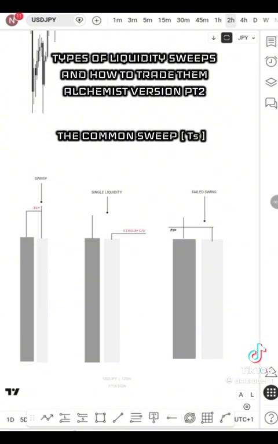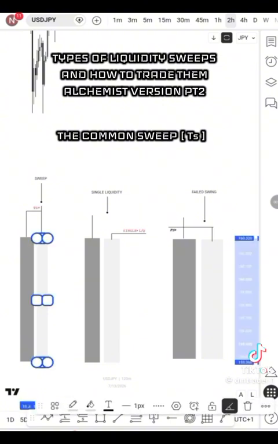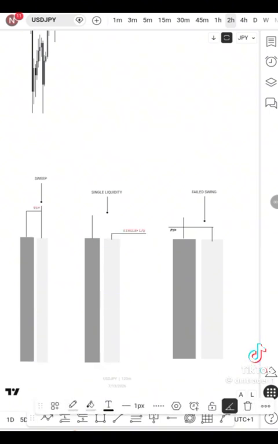So just like I usually do on my screen over here, we have the normal liquidity sweep, which you guys are familiar with, and over here we have the single liquidity, which you guys see on the chart every single day but don't know how to trade. And over here we have the failed swing, which you guys don't know how to trade.